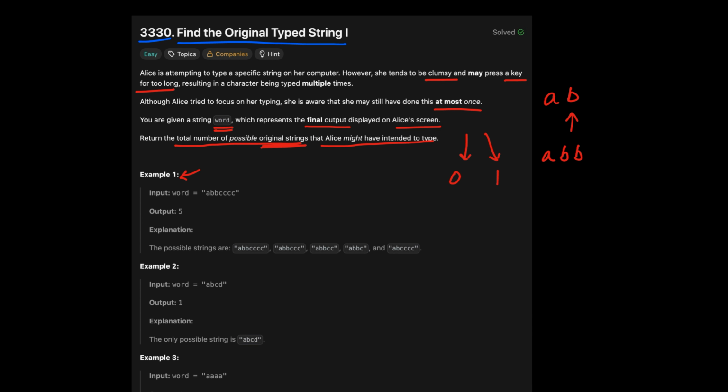Looking at example number 1, there are two possibilities where Alice might have mistyped, one with character C and one with character B. As Alice can only make one mistype at the most, the total combinations possible are 5. I hope you are able to understand the problem statement. It is very easy and straightforward to understand. Now let's switch to the whiteboard and discuss the solution.